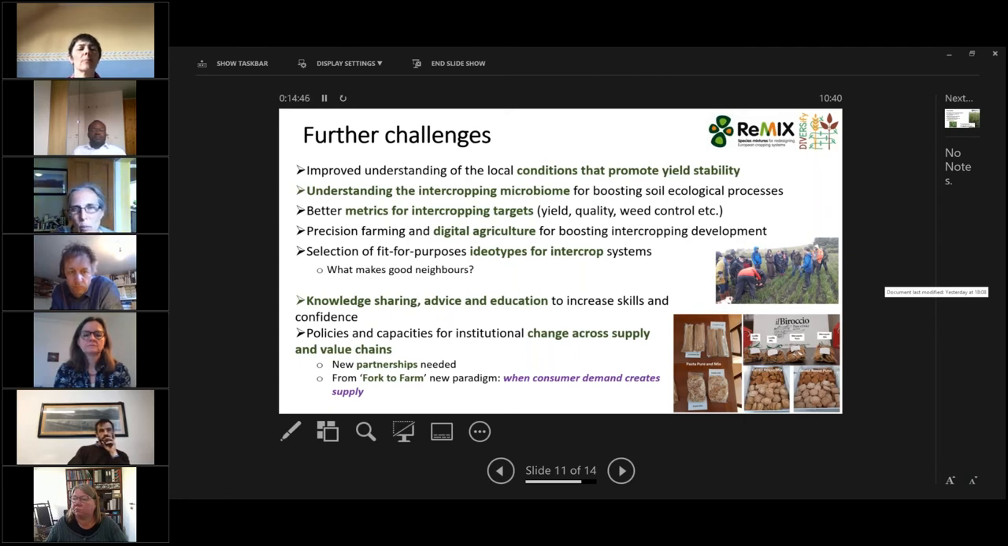Also understanding how the soil microbiome might be managed through intercropping to boost some of the ecosystem services that we've heard about this morning. And how to measure intercrop performance. It very much depends on why intercropping is being used. Is it to stabilize yields? Is it to improve quality? Is it to improve weed control? The land equivalent ratio is used very widely, but it doesn't capture all these different purposes of intercropping very well, and it doesn't capture the mechanisms that allow these outcomes to be achieved. And also acknowledging that precision farming and digital agriculture is a good route in to boost the development of intercropping, and adapting those tools to intercropping will be an important future step.